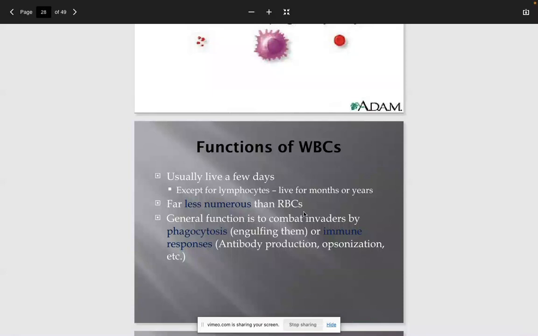Opsonization is essentially just something called neutralization, neutralizing the bacteria and not allowing the harmful effects to occur. It's important to note that white blood cells are far less numerous than red blood cells. So red blood cells are going to be primarily the most abundant within the body, and white blood cells are typically between 4 to 10,000.